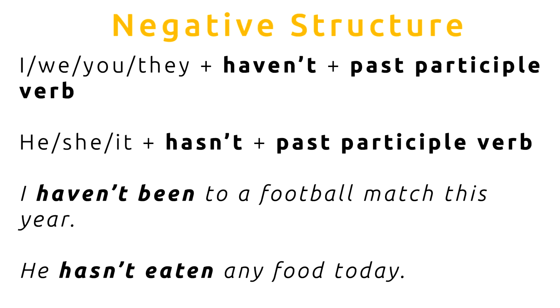Let's look at the next structure, the negative structure. This is formed in a similar way. So I, we, you, they. This time we use haven't, have not, plus a past participle verb. For he, she, and it, we use hasn't, plus a past participle verb. For example, I haven't been to a football match this year. He hasn't eaten any food today.